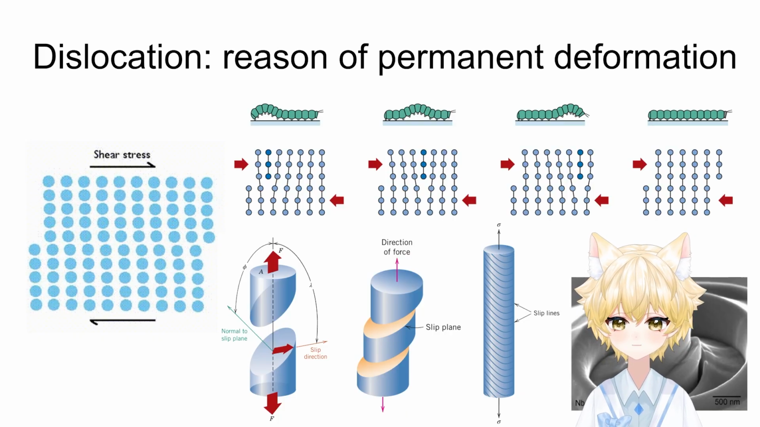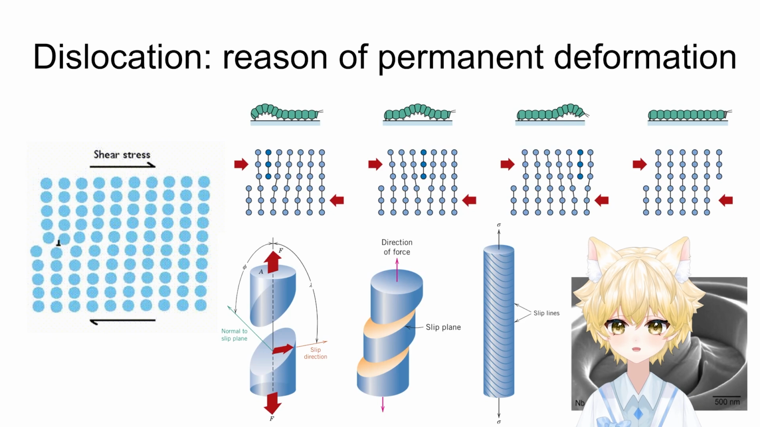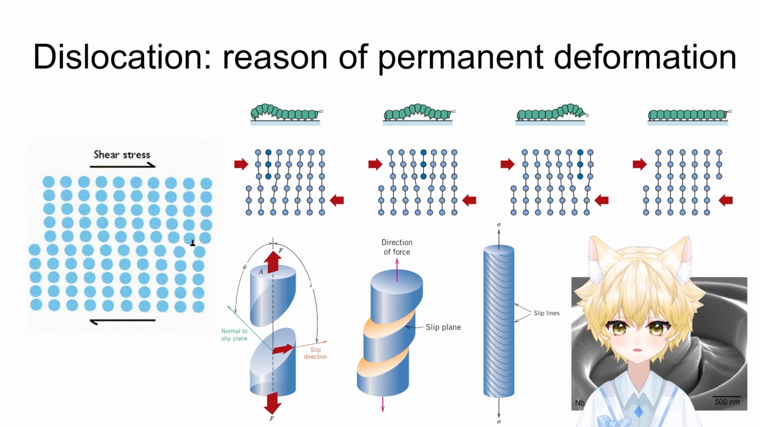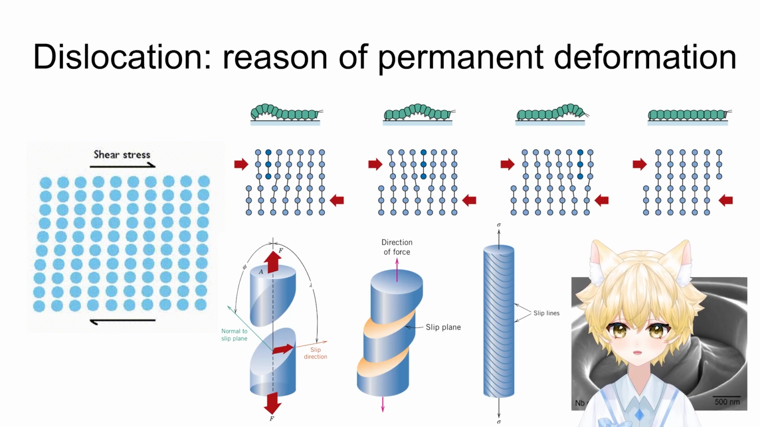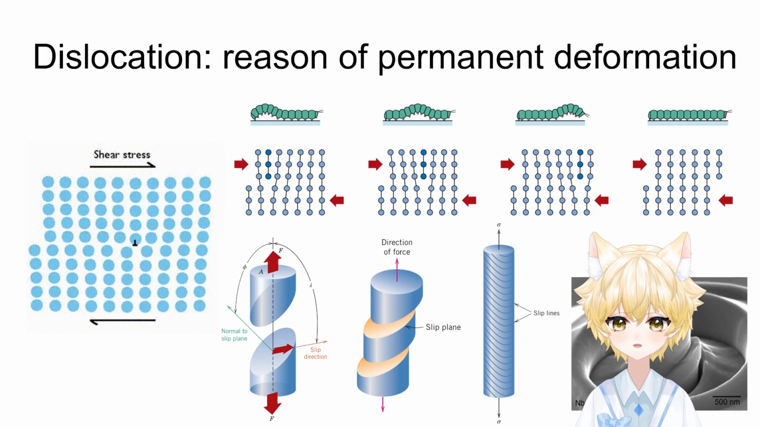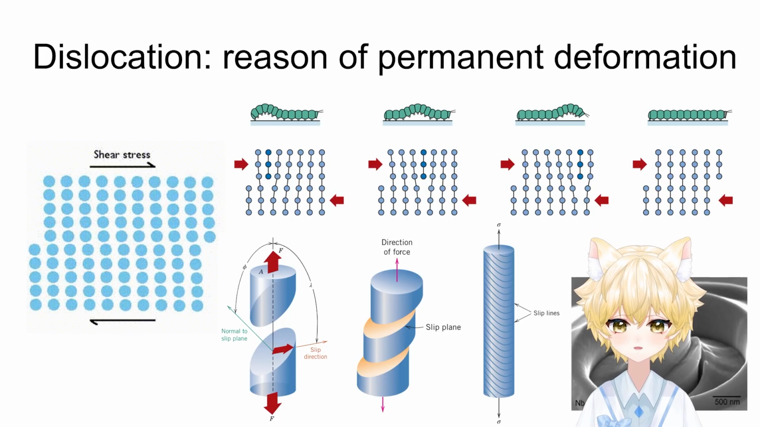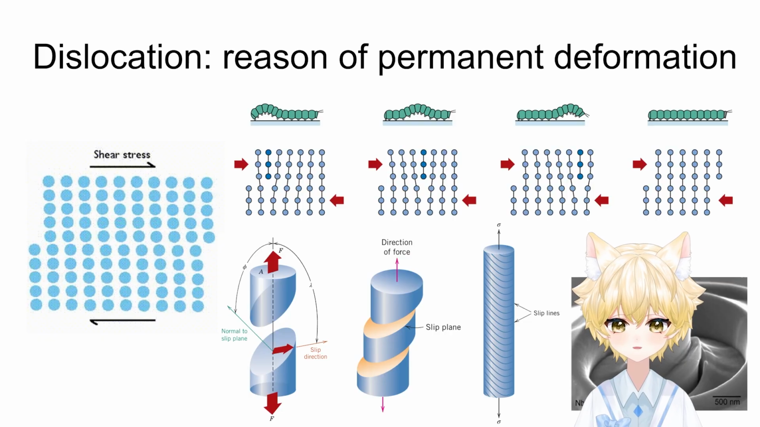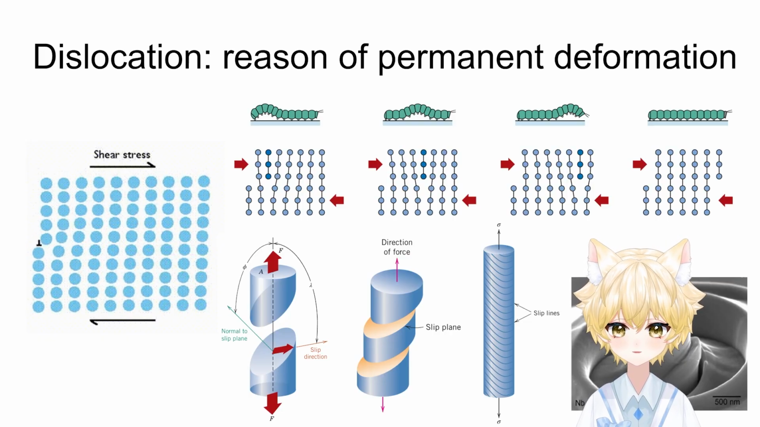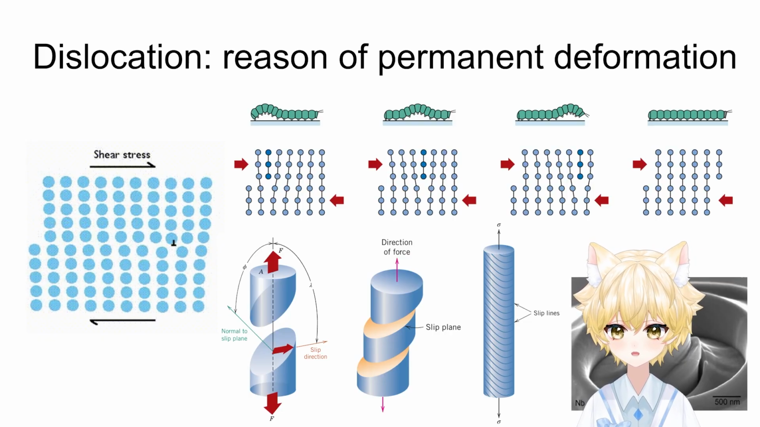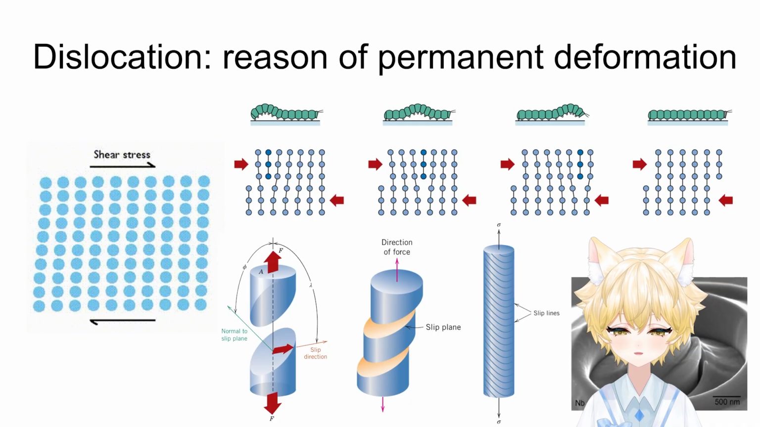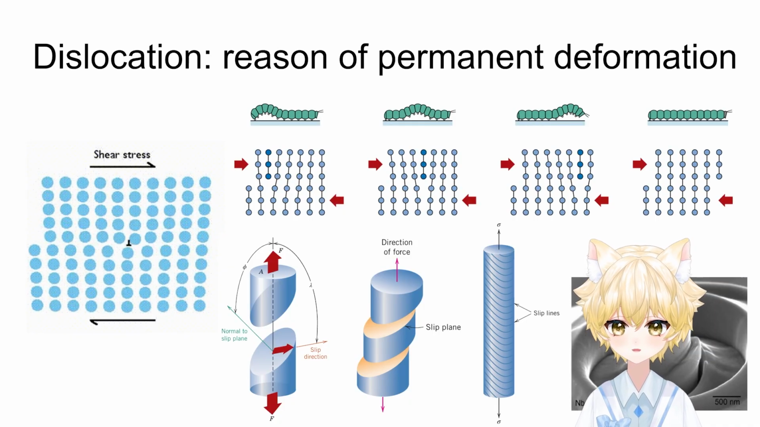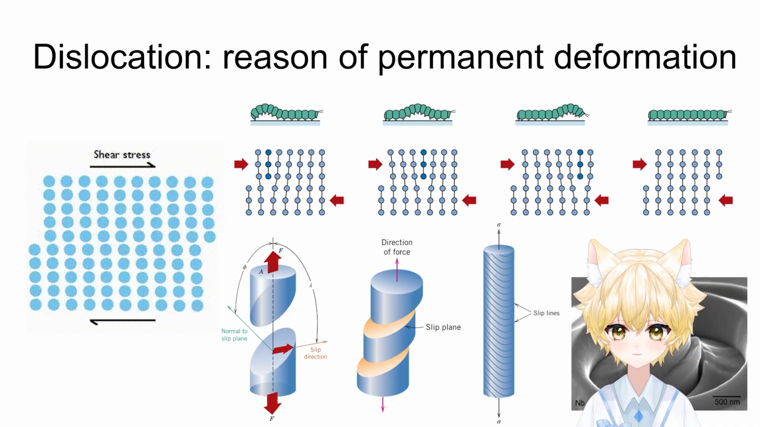In the top sequence of images, you can see how a dislocation moves step by step through the lattice. Each small movement only requires breaking and reforming a few atomic bonds locally. But after the dislocation passes through the crystal, the entire lattice has shifted by one atomic spacing. This results in permanent deformation.